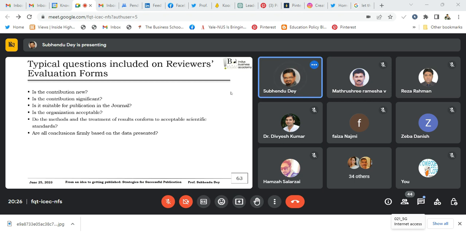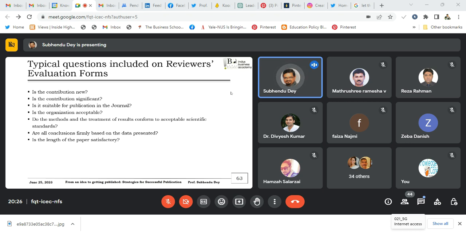Are all conclusions firmly based on the data presented? Many a time, the data is something and the conclusions go somewhere else. I've seen so many papers where I find that the data talks about something, the analysis is good, but the conclusion is somewhere else. The conclusion is some other story.